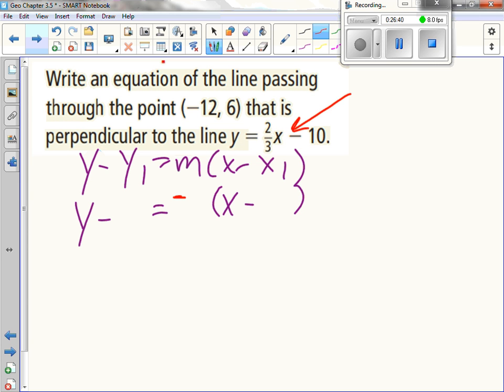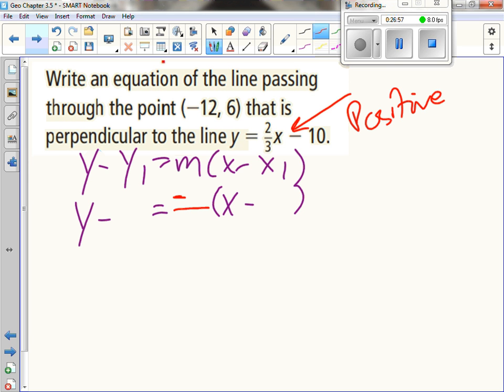So our new slope will be negative, because again, for a perpendicular line, the slopes are the opposite reciprocals. Since this is positive, our new slope will be negative. The reciprocal, we have to flip it. Since it is 2/3 in the original one, our new one is going to be negative 3/2, because we have to flip 2/3, which would give us 3/2. Any questions on this here?